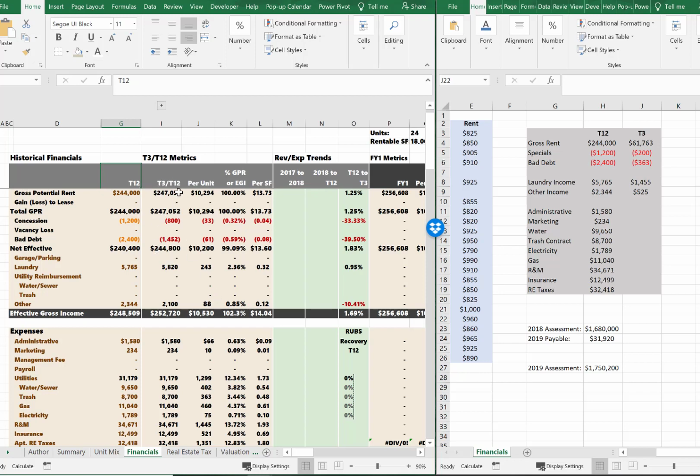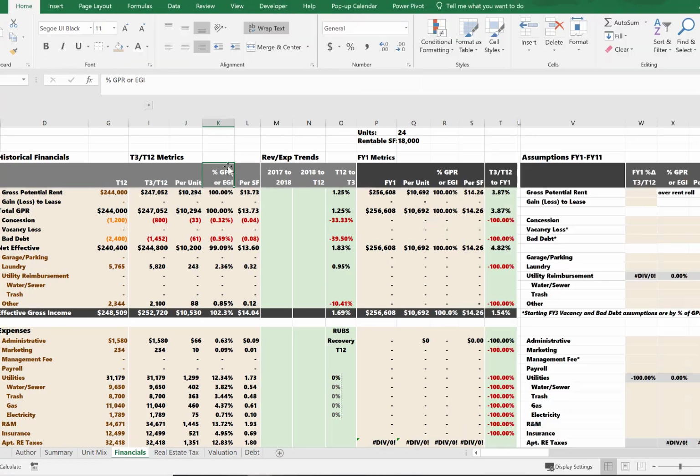The model will break it down by per unit, percentage of GPR for revenue items, or percentage of EGI for expense items, and then on a per square foot basis. I'm not a big per square foot guy, so I'm actually going to hide that column. I'm going to make the model take up the whole screen here.